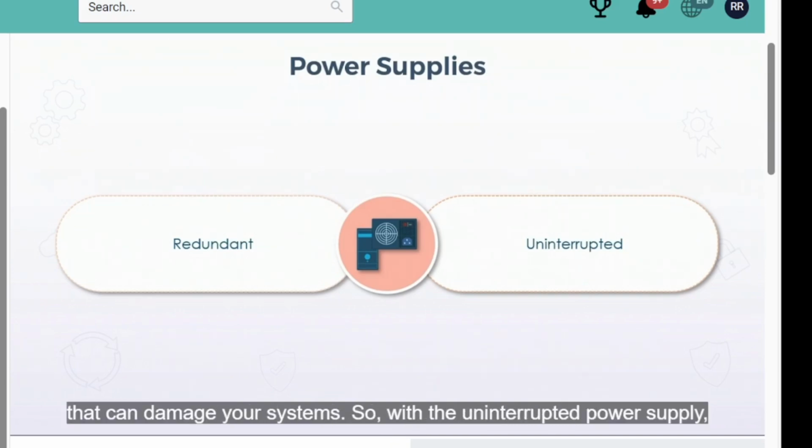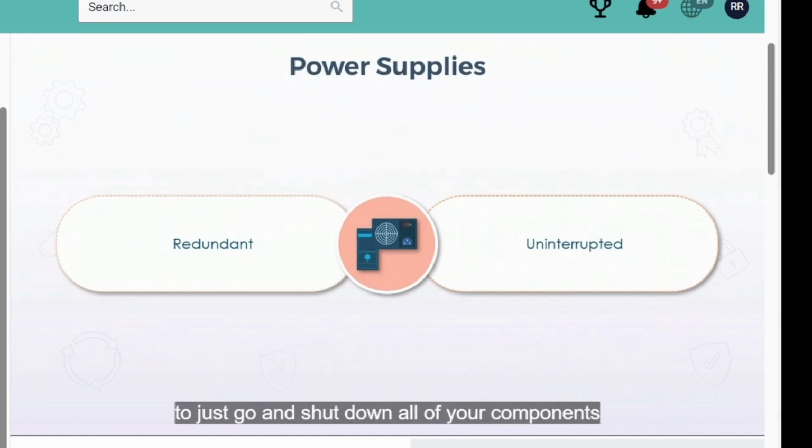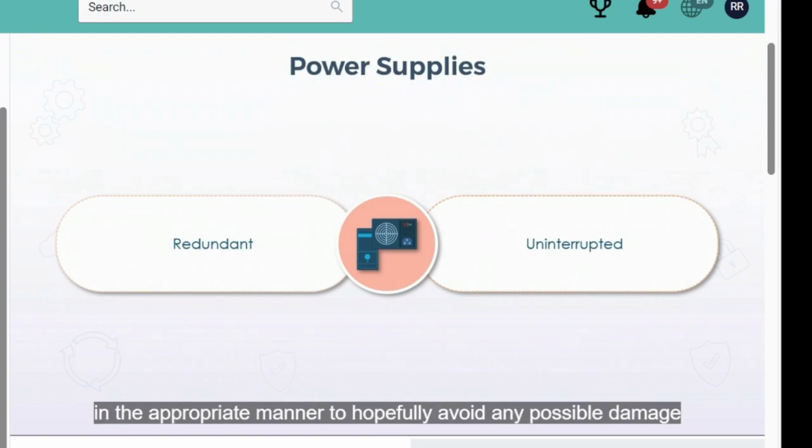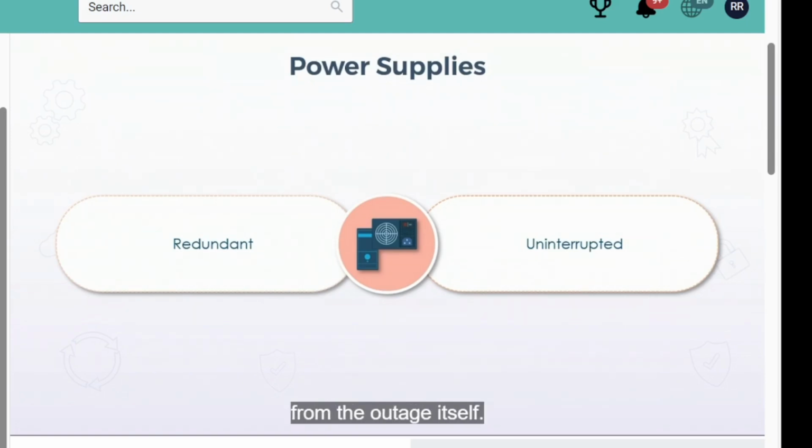So with the uninterrupted power supply, everything will stay running. Then that should give you enough time to just go and shut down all of your components in the appropriate manner to hopefully avoid any possible damage from the outage itself.